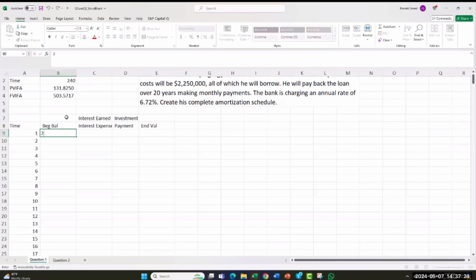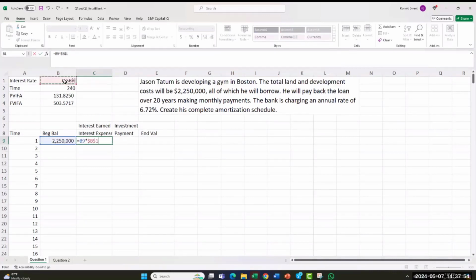My beginning balance is 2,250,000. So I would format it maybe to no pennies, but it's up to you how you want to do that. This column, whether it's interest earned or interest expense, it doesn't matter. It's the exact same formula. You take the beginning balance. If it's 0, then you're just going to get 0 if it's an investment. But if it's a debt, you're going to take beginning balance times the interest rate. Remember to lock it in. If you're on a Mac, you'll have to figure out how to put those dollar signs, but you want to lock that in.